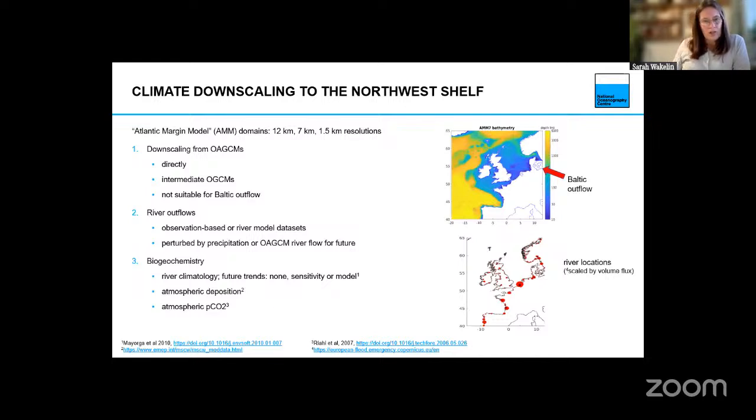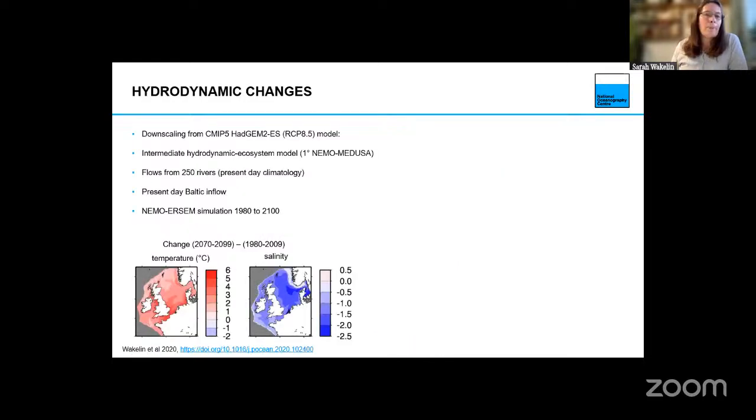So that's a general introduction to how we model the Northwest European Shelf. I'm just going to run through a few results and some specific setups that we had. This is one particular simulation that we did, downscaling under a business as usual climate scenario from HadGEM2, a CMIP5 run.